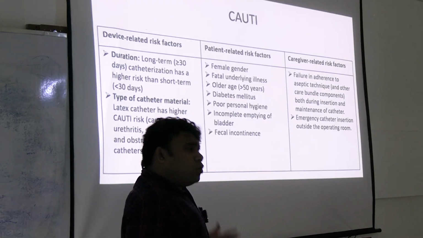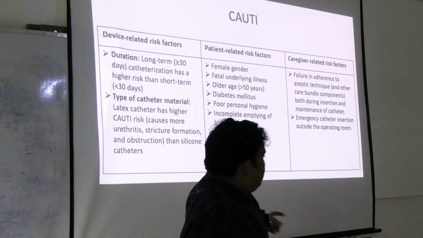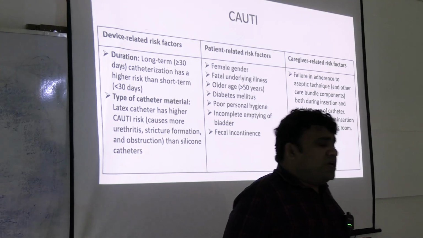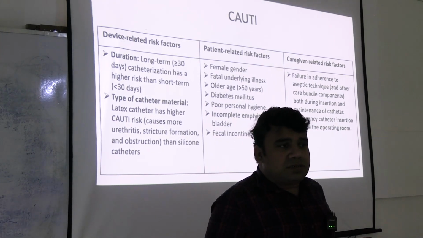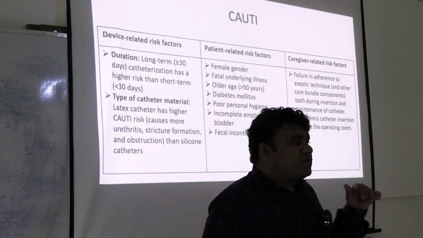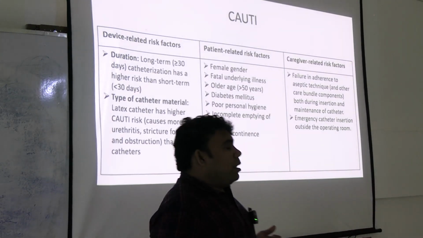Other risk factors would include old age, diabetes mellitus, and the last but very importantly, incontinence, fecal incontinence or urinary incontinence. When there is incontinence, that means there is gross contamination of the genital region. Hence, the chances of infection will be even higher.